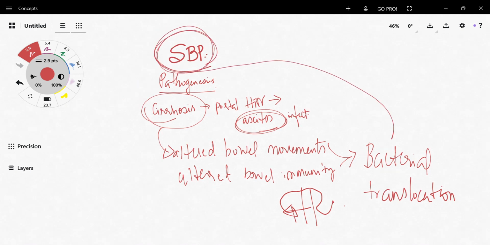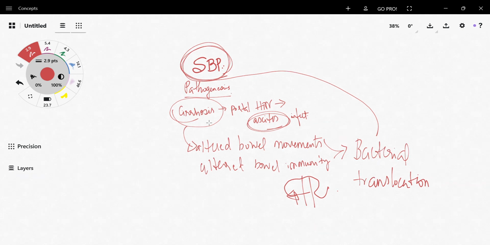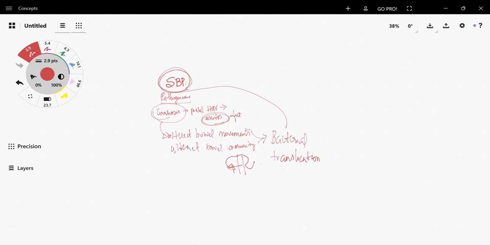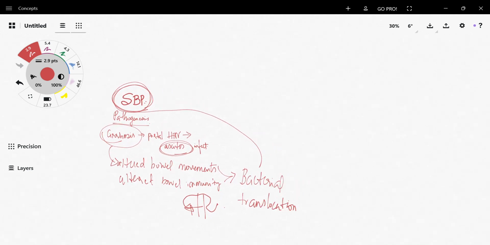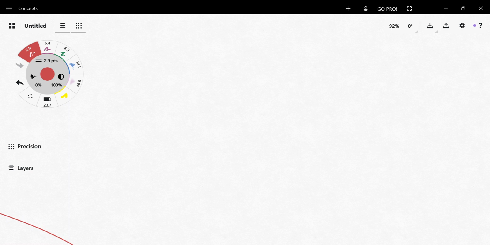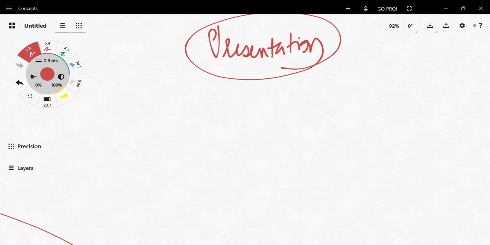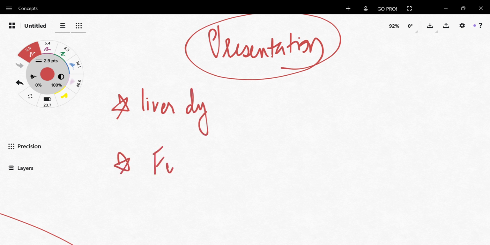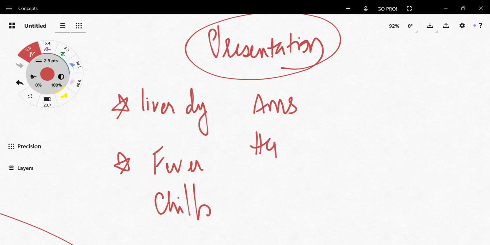Now how does the patient with SBP present, right? Let's talk about the presentation. So what you're going to see is a patient who has had liver dysfunction for quite a while, comes in with fever, chills, altered mental status, signs of hepatic encephalopathy.